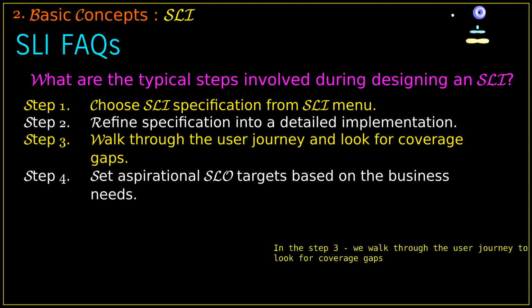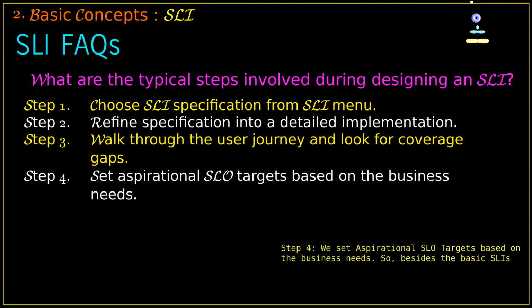In the step 3, we walk through the user journey to look for coverage gaps. Is there any aspect of the user journey that we missed accounting for? That's the question we go with in step 3. And at step 4, we set aspirational SLO targets based on the business needs. So besides the basic SLIs of the likes of availability, latency, we might also want to consider new SLIs which are specific to the business needs as defined in business goals.